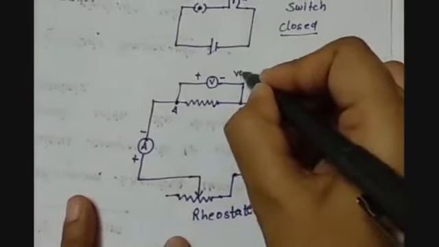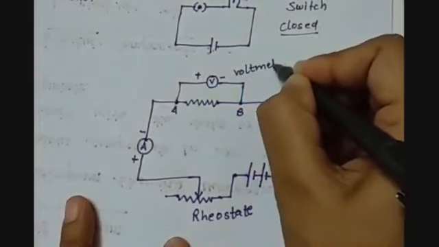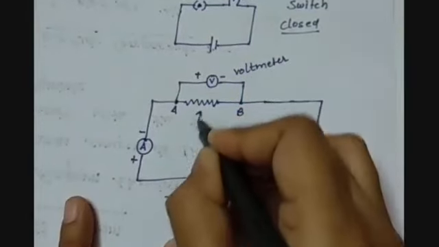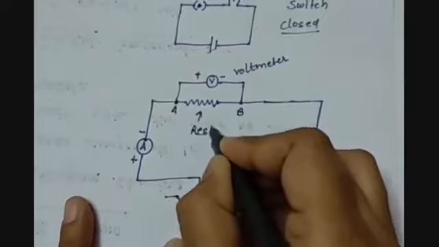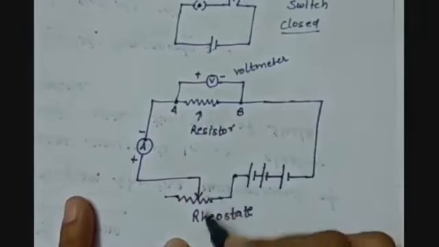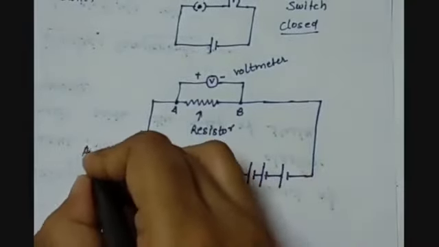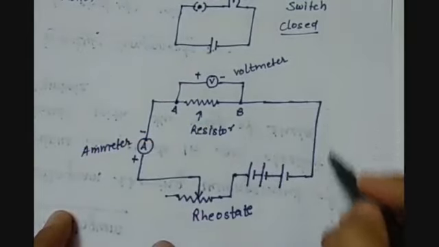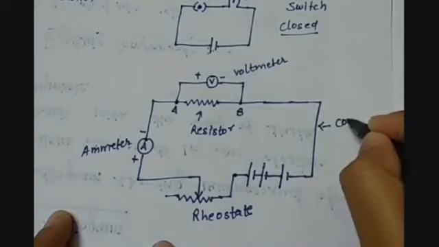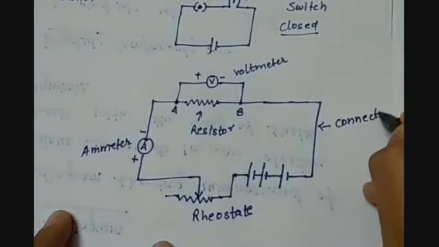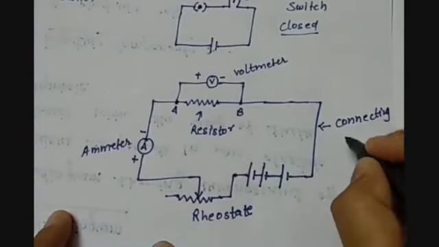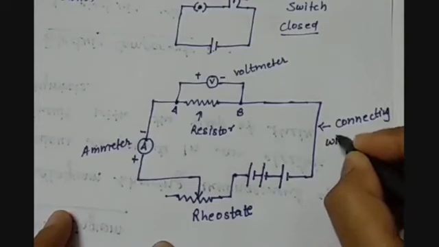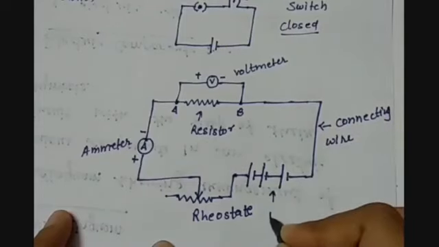This is our voltmeter, conductor, or you can say resistor. This is ammeter, and these are our connecting wires, because connecting wires are also part of the electric circuit. And here we have the battery.